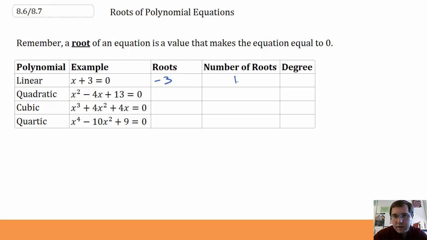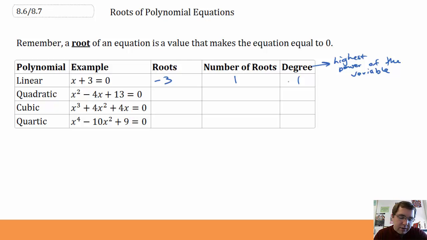What's the degree of this equation? The degree is the highest power of the variable. So what's the degree here? 1. x is x to the first power. So it has a power of 1, and there are no other higher powers of x.